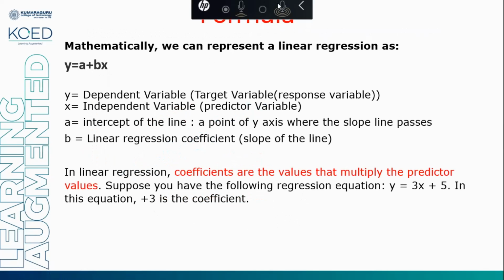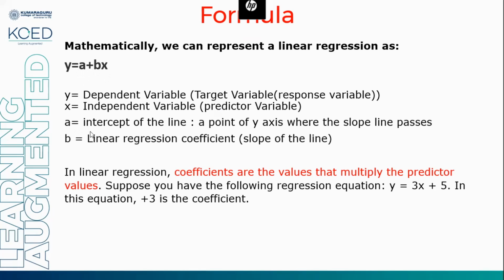Next, we are going to discuss the formula. Mathematically, we can represent a linear regression as y equal to a plus bx. Here, y is the dependent variable. It is also known as the target variable or response variable. x is the independent variable, also known as the predictor variable. And a and b are the two parameters.